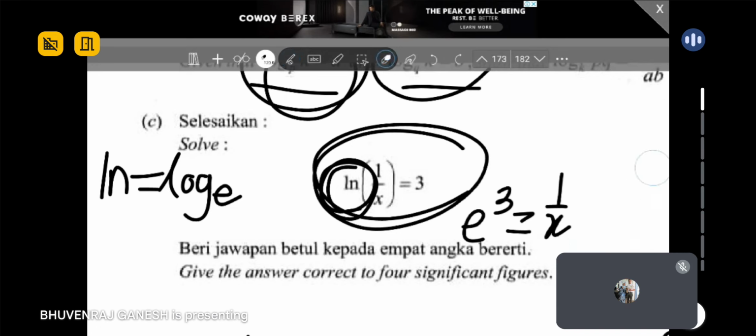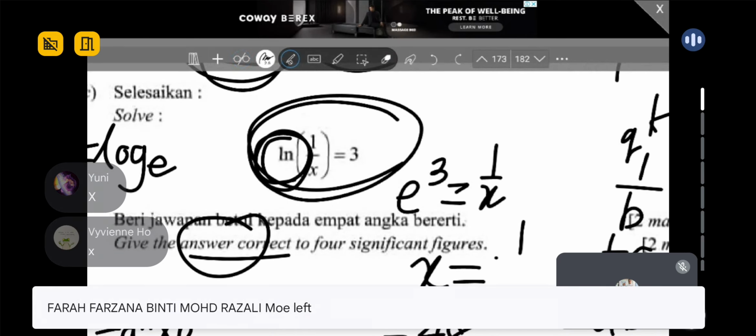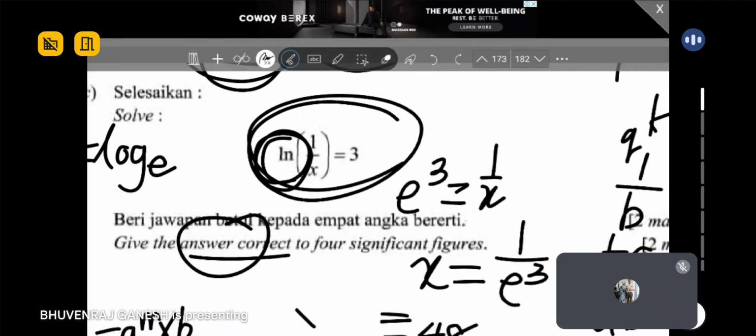Alright, so you will get something like this. So now they ask you to give the answer. So answer, guys, are they asking you to find e or find x? Kamu kena cari mana kat sini? e atau x? Which one? Of course, x. So x equals 1 over e cubed. So now you must press your calculator, guys. Kena tekan calculator. Alright. So you see the word ln, right?